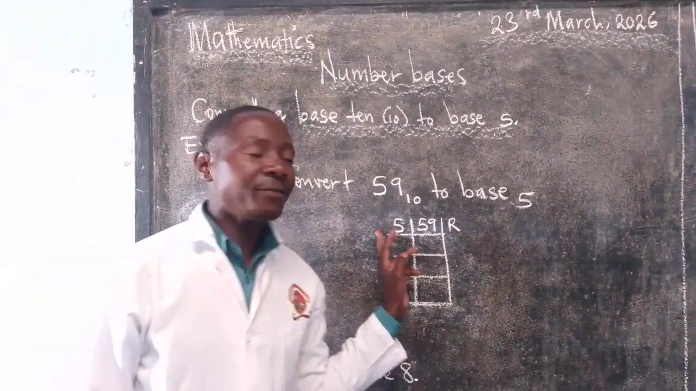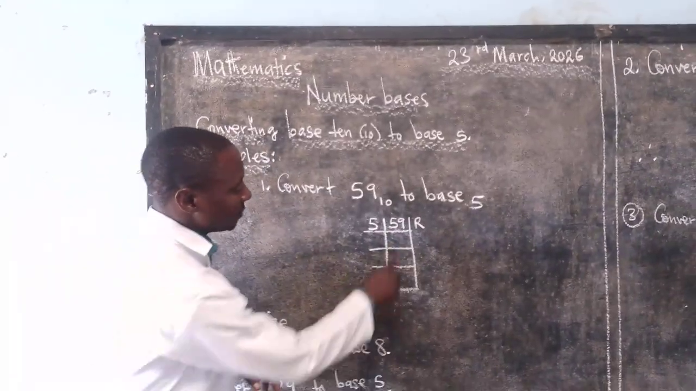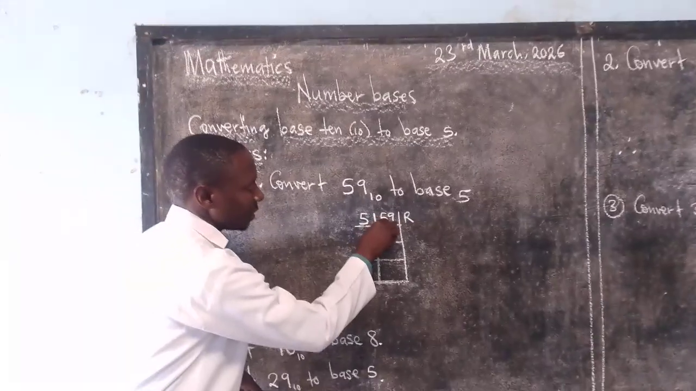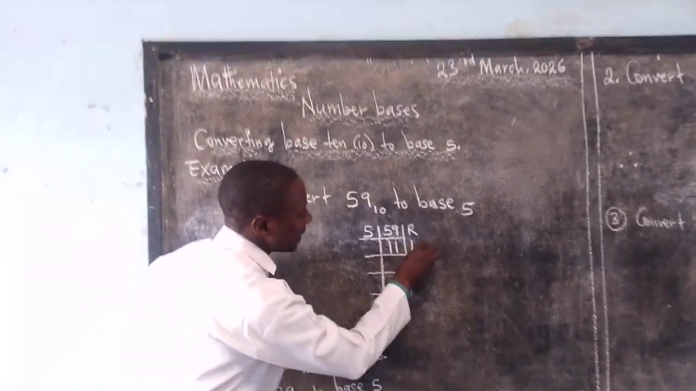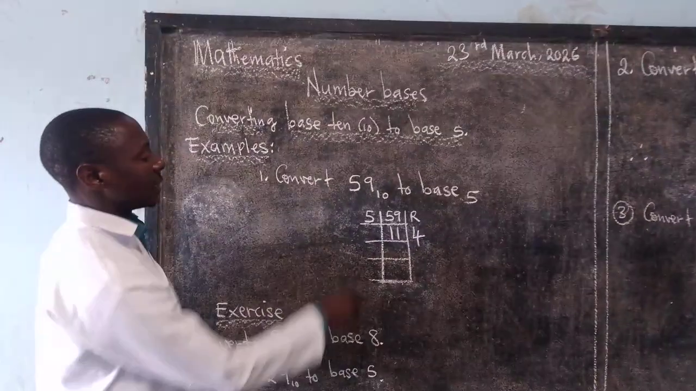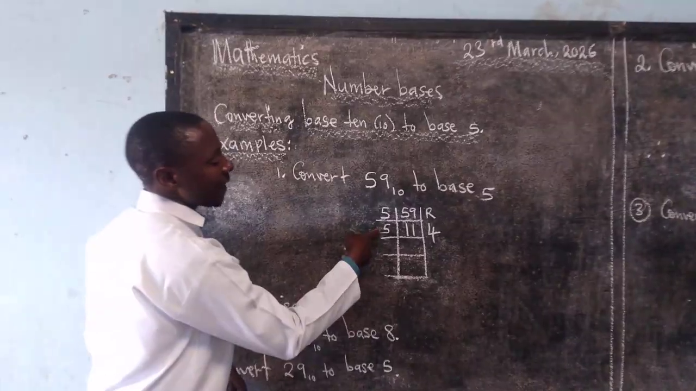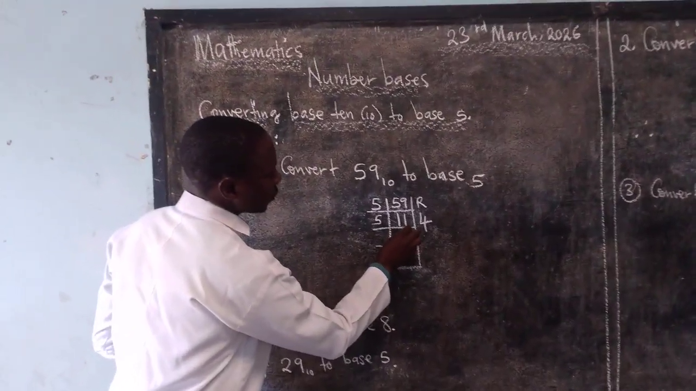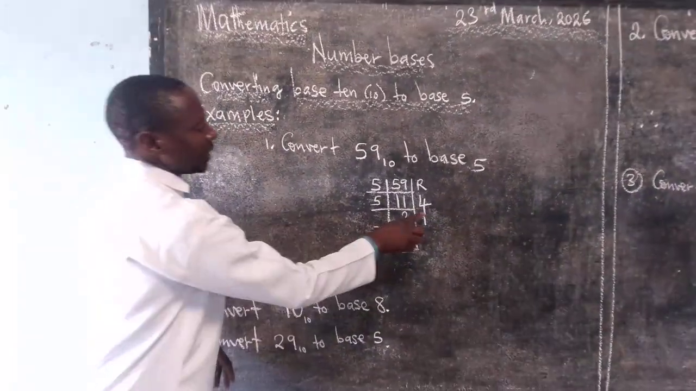How many times can 5 go into 59? It will go 11 times. Remainder? 4. The remainder you write here. Then you get the 5 and write it here. 5 into 11 goes 2 times. Remainder 1.